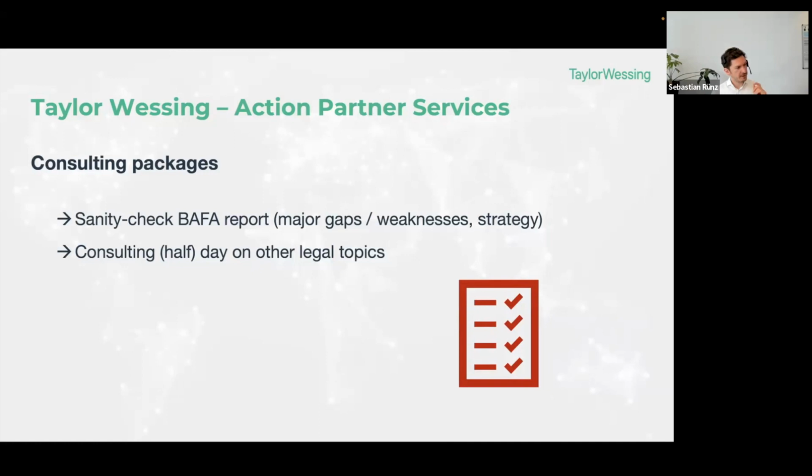Harald said, typically you don't need to have a separate engagement letter with the partners, and that's true, except for us, because we are basically bound by law as lawyers. So if you would like to have the consulting packages, you would need to enter into an engagement letter with us. But that's the exception. All the other partners don't require that. Yeah, so these are the services Taylor Wessing provides on the Prewave Action Platform.